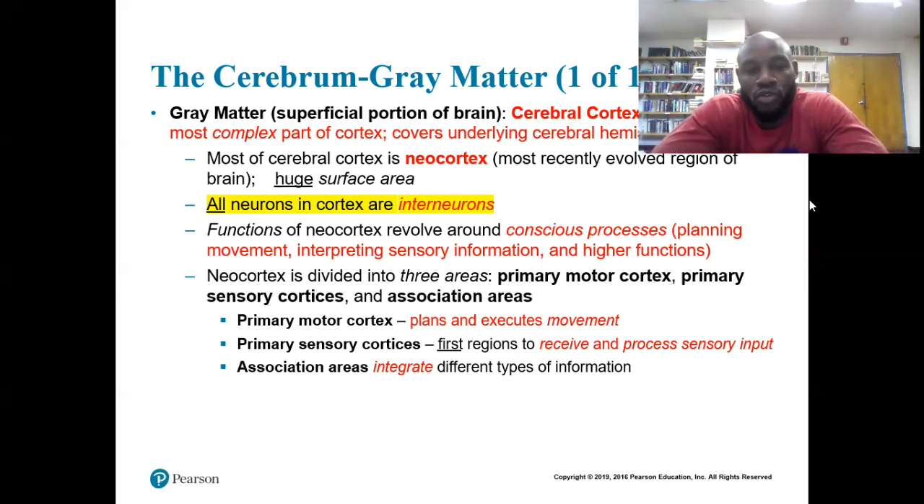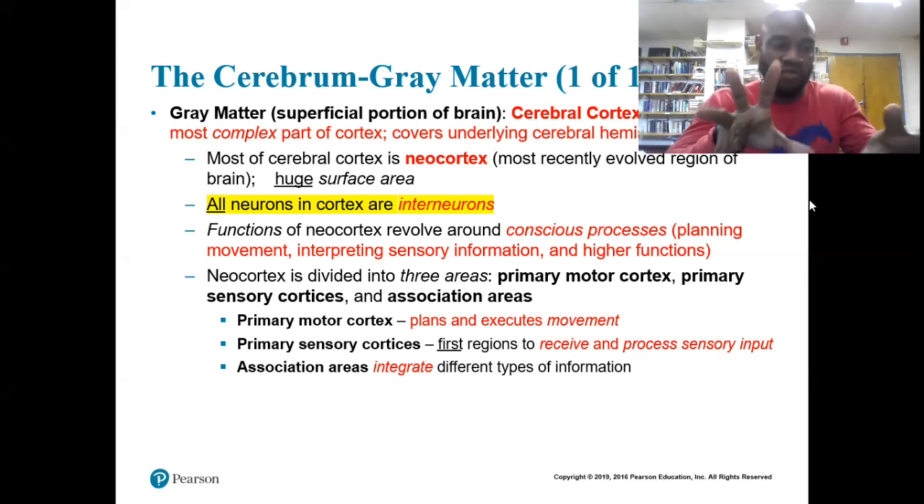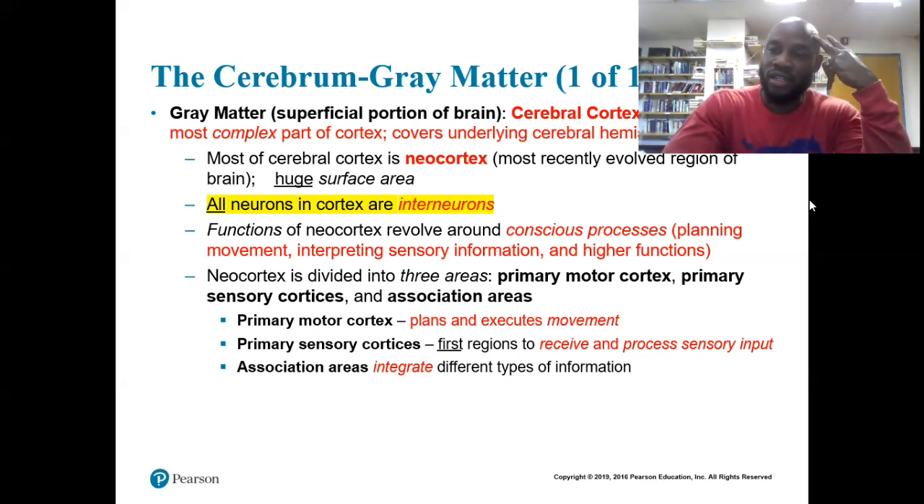Right, so your primary motor cortex plans and executes movements. Primary sensory cortices receive and process sensory inputs. You sense things from different parts of your peripheral nervous system and send that signal eventually to the cerebral cortex. And that's where we do the processing. What am I seeing? What am I touching? What am I smelling, tasting? And association areas integrate different types of information, right? We have to put pieces of information together to get a nice clear picture.